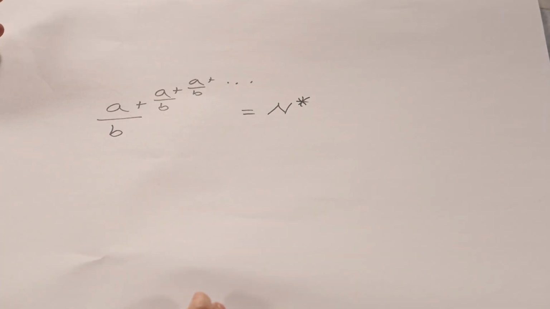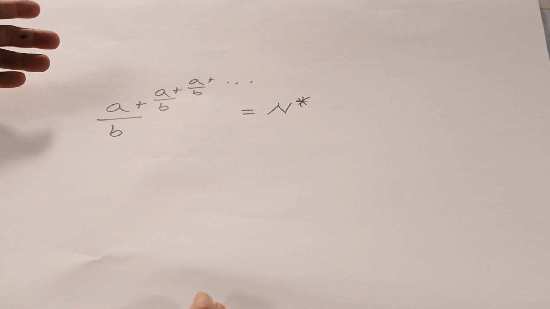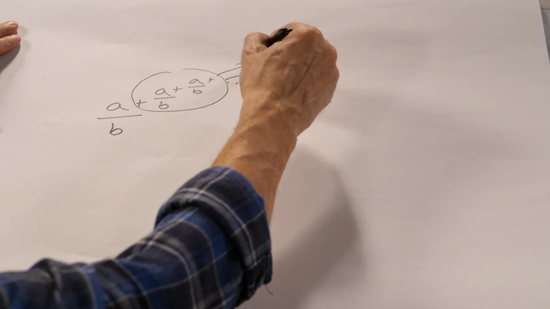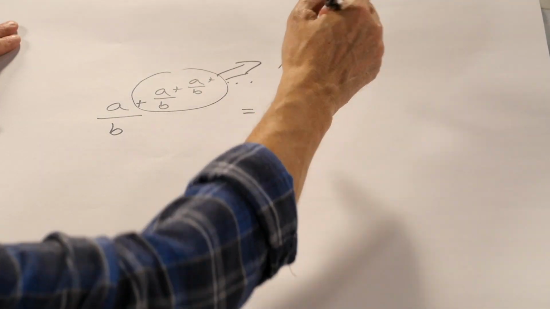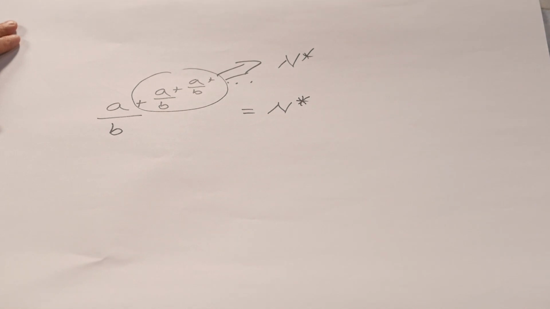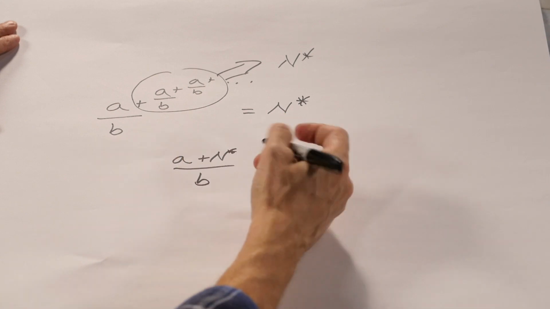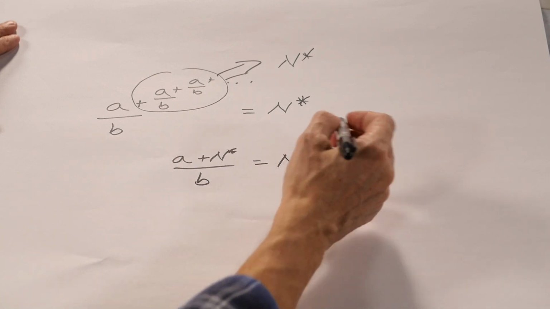What's kind of interesting is that because this is an infinite series, you can think about the hotel paradox, Hilbert's Hotel, where there's infinite rooms, and we move everybody over one room, but there's still an infinite number of rooms. So if you think about it, this little section up here can be set equal to n star. So we just have a plus n star over b equals n star.